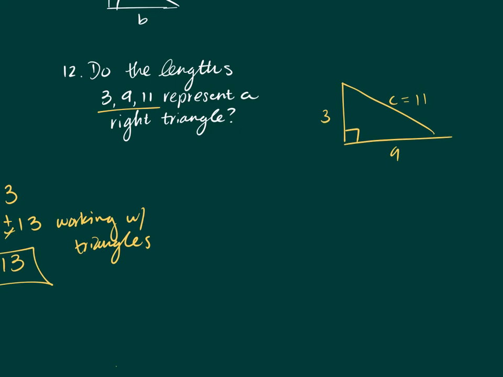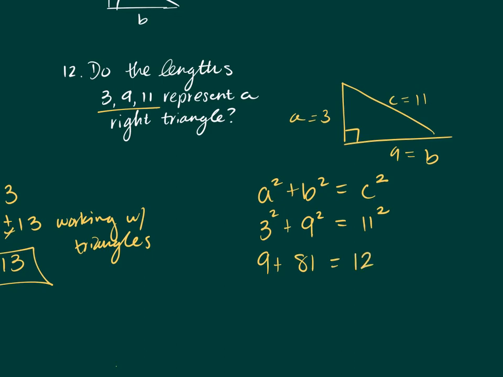To figure out if it does represent a right triangle, you're going to see if the Pythagorean theorem is true. So you're going to see if A squared plus B squared is equal to C squared. So if A is 3, B is 9, and C is 11, we've got 3 squared plus 9 squared is equal to 11 squared. This is 9 plus 81 is equal to 121. 9 plus 81 is 90, which does not equal 121. So the answer is no.